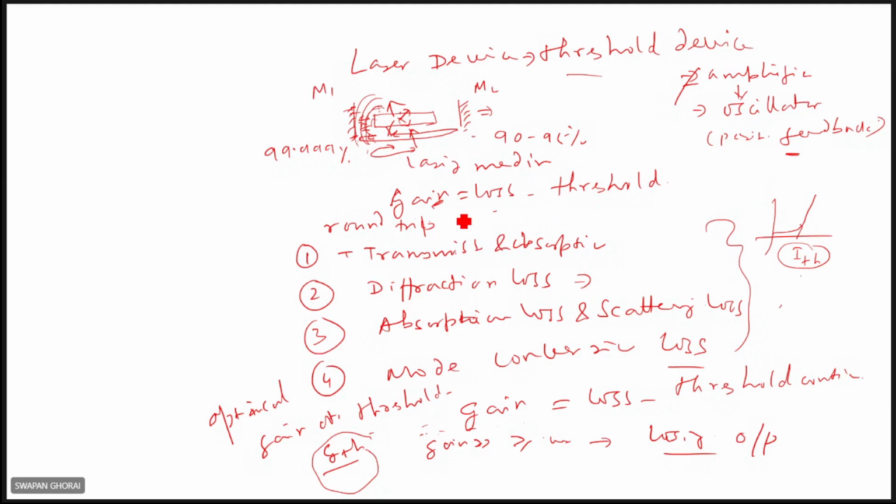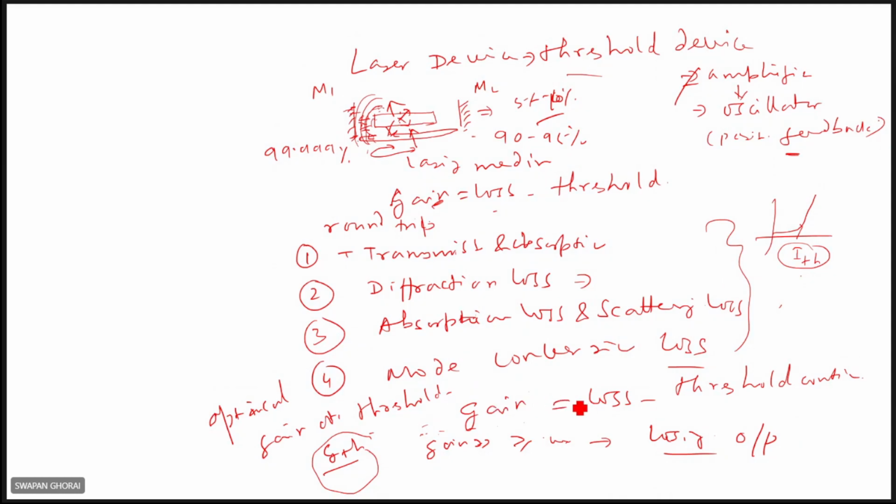And how is gain obtained? Gain is obtained by the medium. In general, we have seen this. There are two mirrors. One mirror should be of nearly 100% reflection, and another is 90 to 95% reflection, not transmission. Only 5 to 10% light comes out from the laser source, right? So this is the threshold condition, and the losses we have seen may be transmission and absorption loss, diffraction loss, absorption and scattering loss within the medium, and mode conversion loss. So these are the losses.